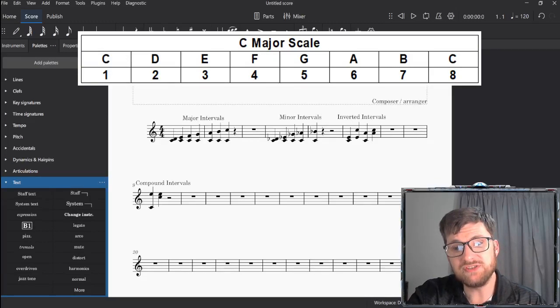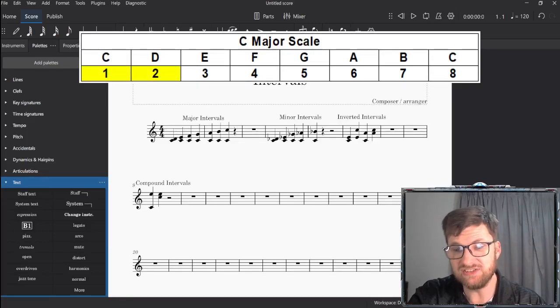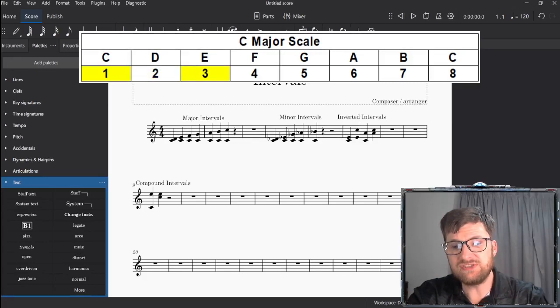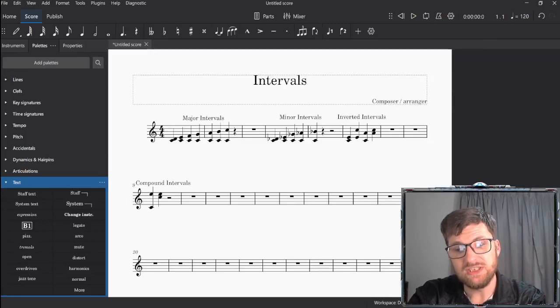Now, for the sake of simplicity, we'll be using the key of C major. Notice how each note in the scale is numbered. If you played a C and a D together, that interval would be a second. If you played a C and an E, it would be a third. So fundamentally, all we're doing is counting notes. But it gets more complicated if we dig a little deeper.